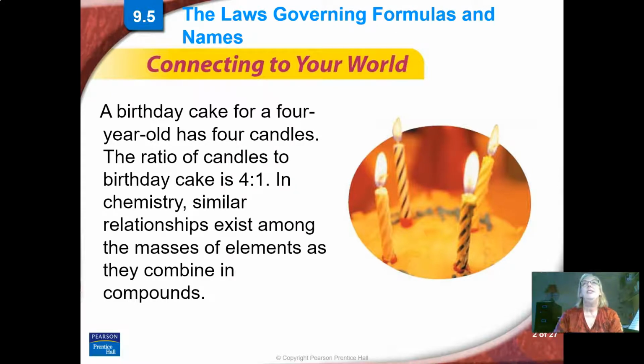So we're going to talk about laws for formulas and names. And so this birthday cake has 1 cake, 4 candles, so it has a formula. We're going to talk about formulas in this section.